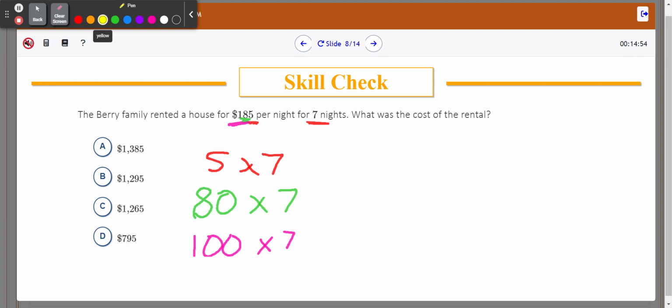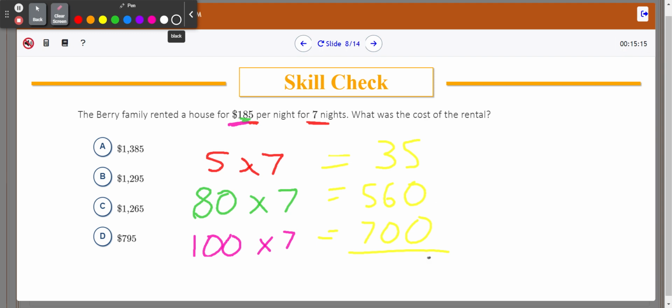So what am I going to do? I'm going to multiply all those and then add them together. So 5 times 7 is 35. 80 times 7 is 560. And 7 times 100 is 700. Now, I'm just going to add those all together.